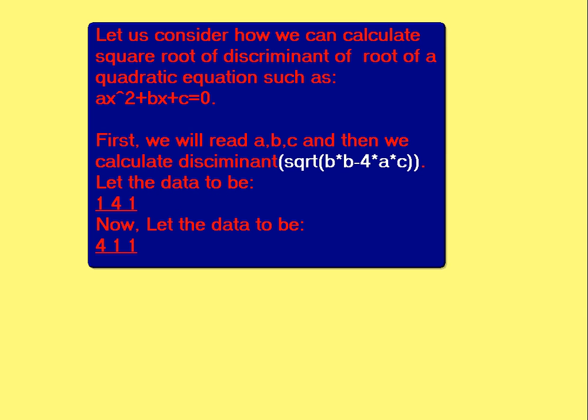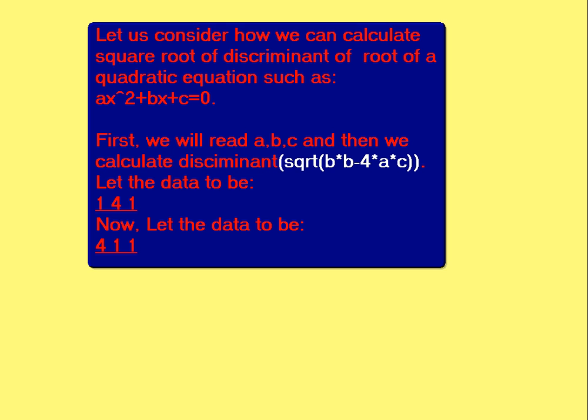Just for the sake of demonstration, consider calculating the square root of a discriminant function, that's ax square plus bx plus c. We assume that the a, b, c values are given. B square minus 4ac, the square root of which we want to calculate. For example, if I give the data 1, 4, 1, the b square minus 4ac value will be 12, and we get results happily as 3 point something.